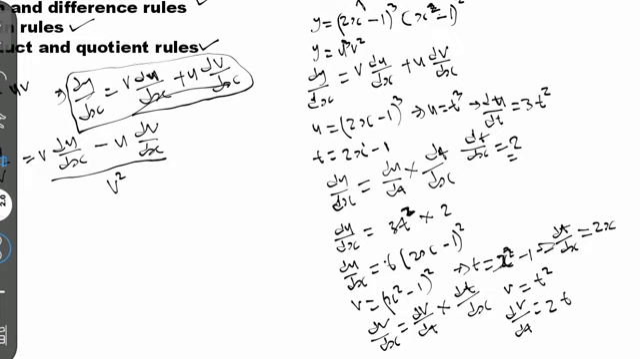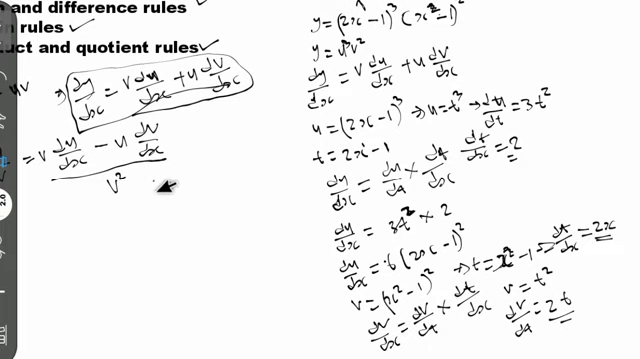Okay, let me come and solve it here. Let me create a space here. So we have dv/dt equal to this, and now let's put it into the general expression here.